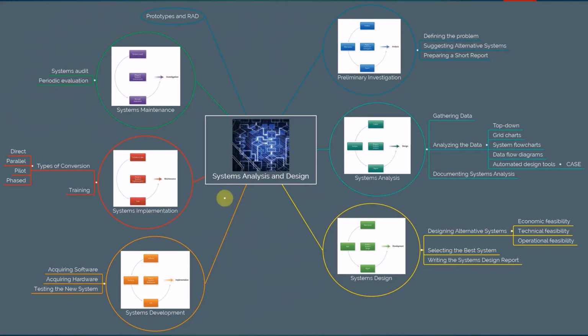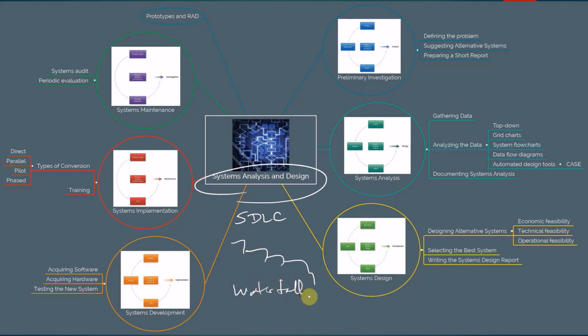So in today's lesson, we talked about system analysis and design, otherwise known as the system development life cycle, also referred to as the waterfall method. Well, the very first step is your preliminary investigation, where you define the problem, suggesting alternatives. And then after that, you have your system analysis. You're gathering your data, you're analyzing it based upon these particular methods and tools.